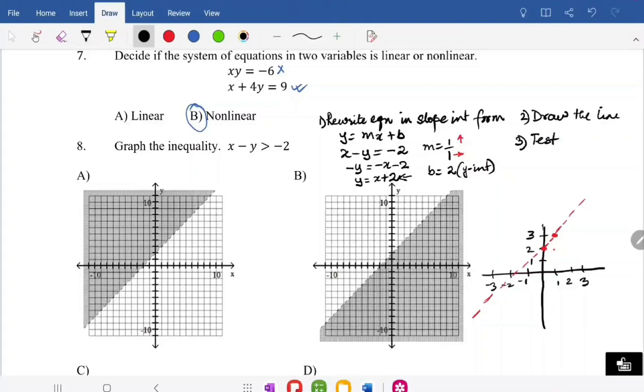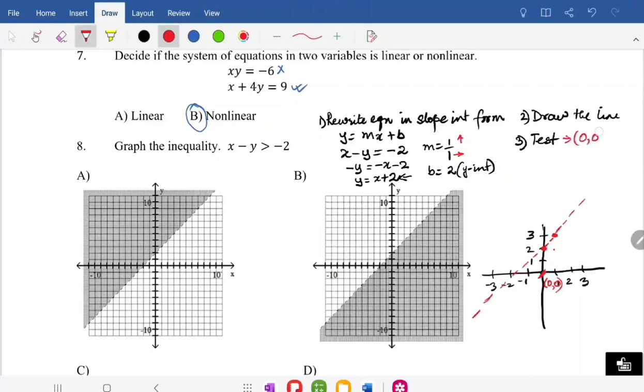Pick any point on one side of the line, any one point. To make things easier, pick a point which is easy to work with. On this side, the bottom side of the dashed line, (0, 0) is an easy point to work with. As long as your line doesn't pass through the XY intersection, just go ahead and pick (0, 0) as your test point. So I'm going to perform the test with (0, 0).